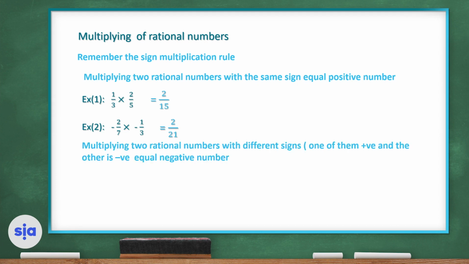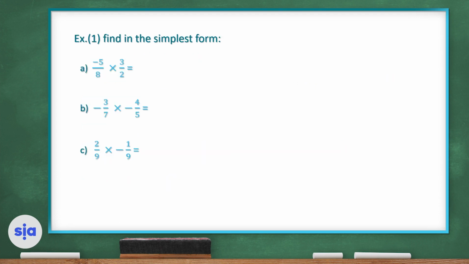Multiplying two rational numbers with different signs, one of them is positive and the other is negative, this will equal a negative number. As an example here, negative 1 over 9 times 2 over 3, the result is negative 2 over 27.